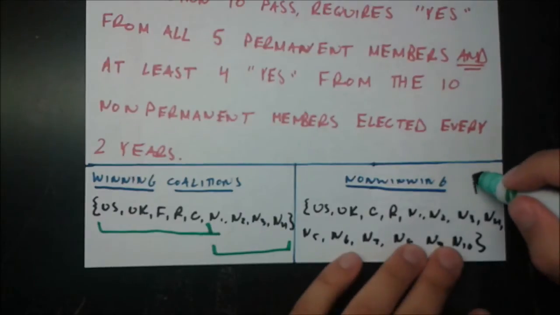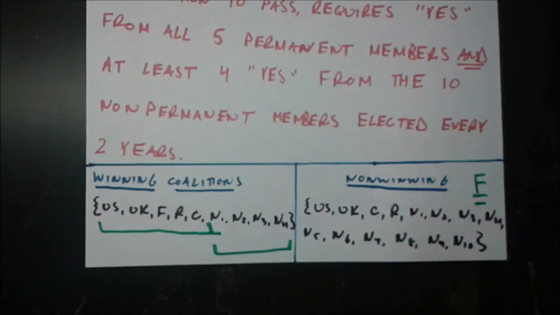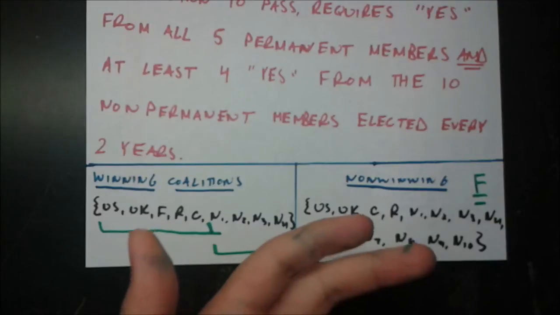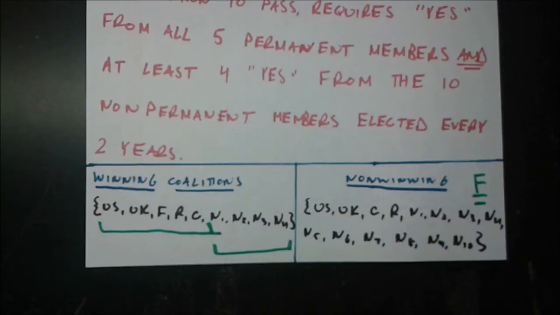Yet notice that France is not in this coalition. They didn't say yes to this vote. So because they're not in it, it's non-winning. So just notice how much power these permanent nations have.